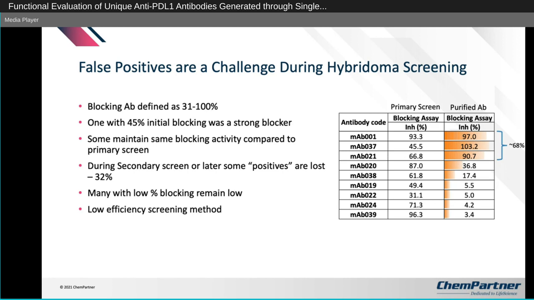So even though we had more blockers compared to the B cell cloning approach, we can certainly say that this is a low efficiency screening method, because these clones did not retain the inhibitory activity once they were purified and revalidated.